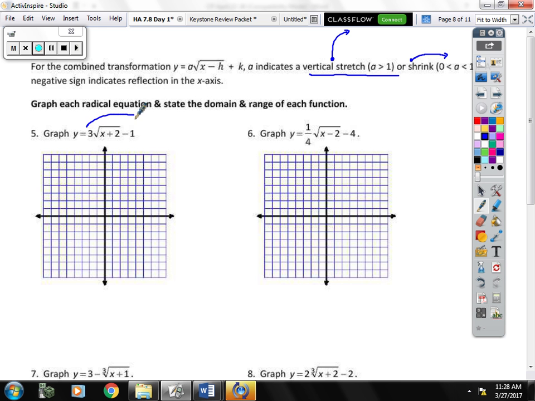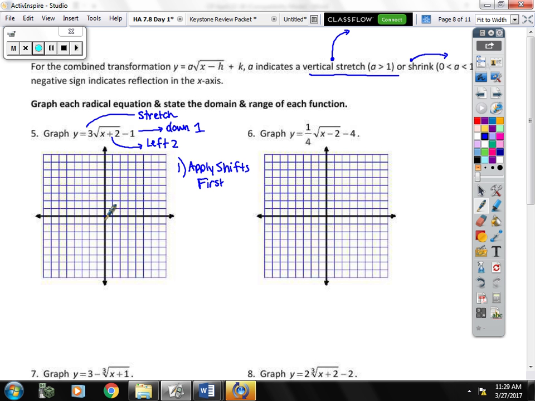So this 3 in the front is telling me that it is a stretch by a factor of 3. And then I also have some translations inside. We have a shift left 2 and down 1. Okay, we're going to do these without a graphing calculator, and then I will show you too how it could help us. Now, when you're doing this, you do want to apply your shifts first, because the stretch or shrink doesn't affect that starting point, it just affects the subsequent points.